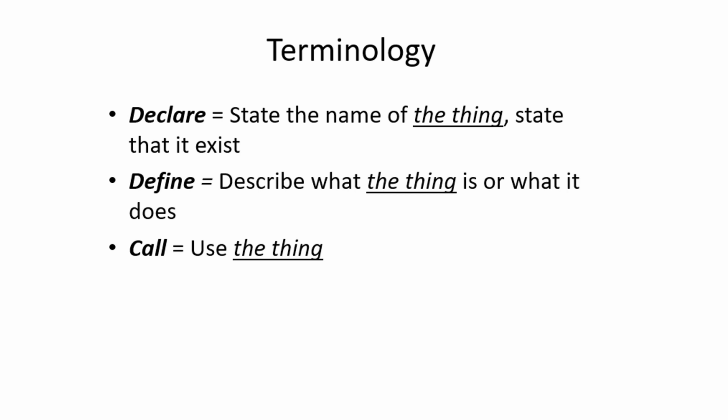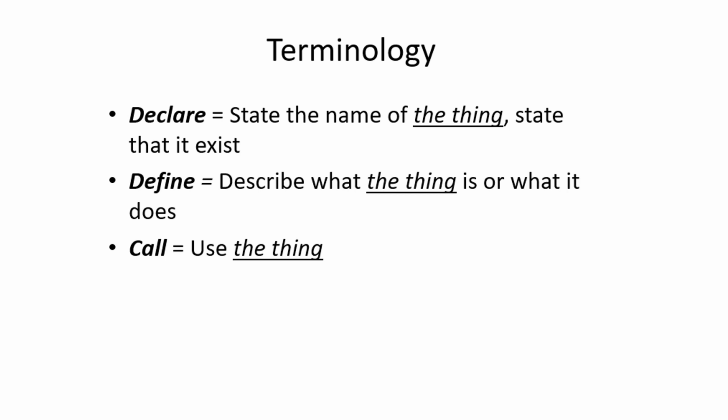I'm going to use some terminology during this video, and I want to get their definitions out of the way first. These are simplified definitions, and there will probably be some pedantic coders out there who will send me comments about them. But essentially, to declare something means to state the name of the thing, to state that it exists. To define something means to describe what that thing is, or what it does, and to call something means to actually use the thing.